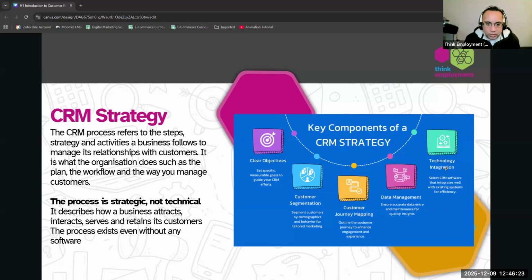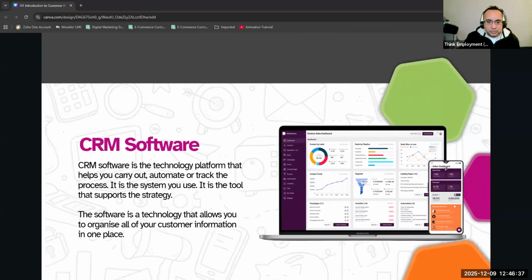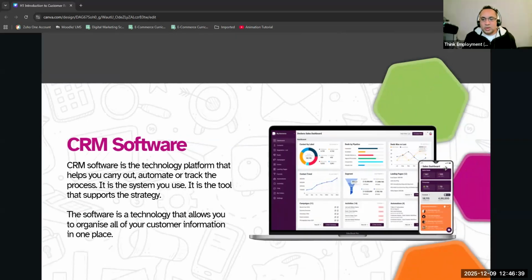All of these are separate applications that you're using, but the strategy is the same. Getting a clear objective, customer segmentation, customer journey mapping, data management, technology integration, all of this strategy is still there. Okay. The software itself: there are different companies providing CRM software, and you can choose which one to go for depending on price, support, how long they've been around, and so on. So it is technology used to organize customer information.